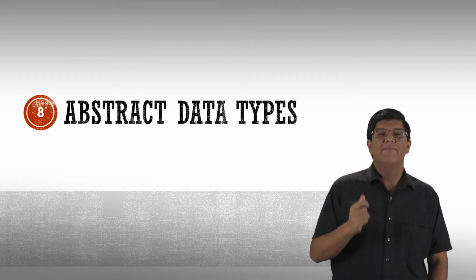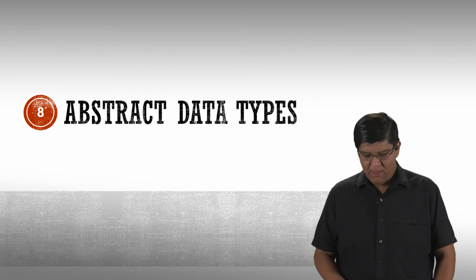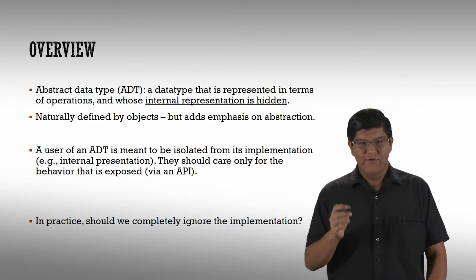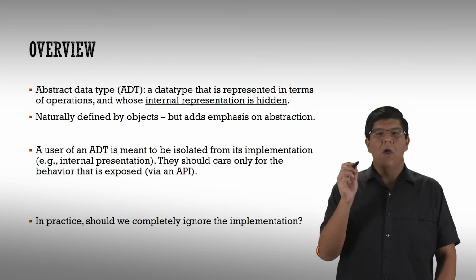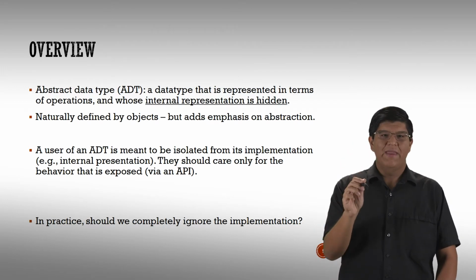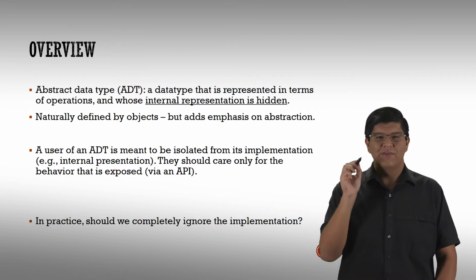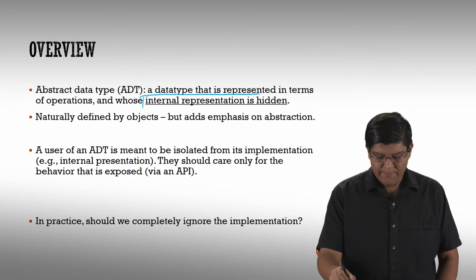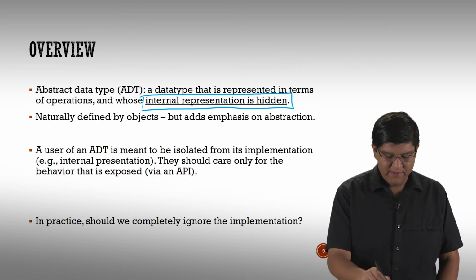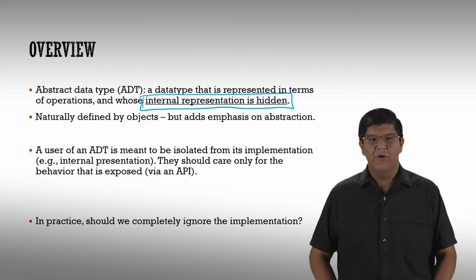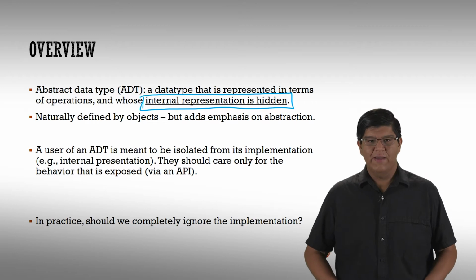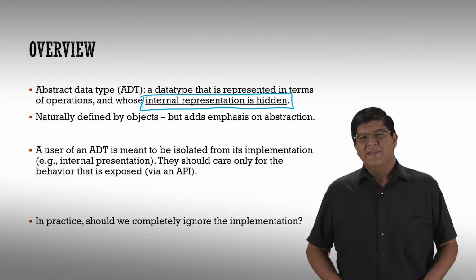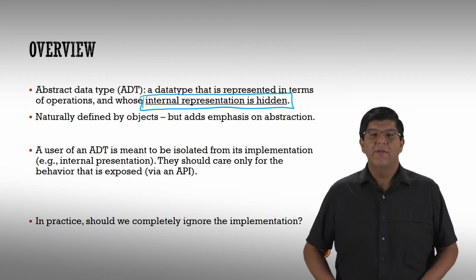Now, for us, we're going to have an even stricter definition of abstract type. We're going to say the following: an abstract data type is a data type represented in terms of operations, and whose internal representation is hidden. And this is the key bit here. This is something that people don't explicitly state. People say things like, an ADT is implemented with a class, and a class should be well encapsulated. That's okay, but it's merely okay, and we can do better.